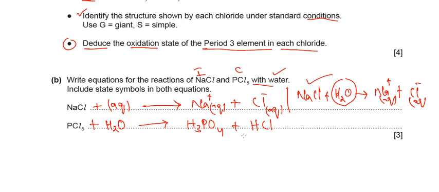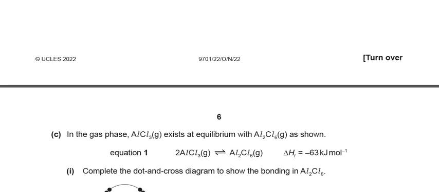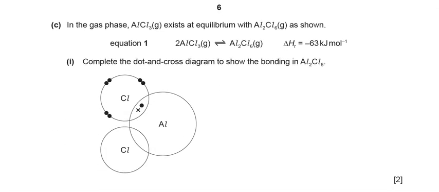To balance it, how many chlorines do we have? 5. So I'm going to put 5 over here, and you can see 5 hydrogens plus 3 hydrogens, so we have 8 hydrogens. So I'm going to take 4 over here, and now how many oxygens do we have? 4. So the equation is almost balanced. Hopefully you understand.